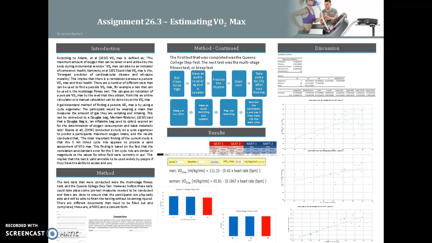Buono et al. in 1996 conducted a study on a cycloergometer to predict participants' maximum oxygen intake, and the results concluded that the most important finding of the current study is that the 5-kilometer time cycle ride appears to provide a valid assessment of VO2 max. This finding is based upon the fact that the correlation and standard error for the 5-kilometer cycle are similar in magnitude to the values for other field tests currently in use.